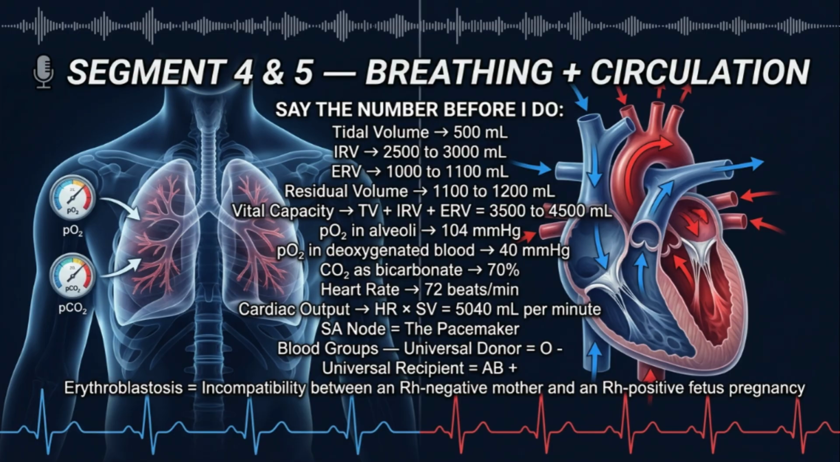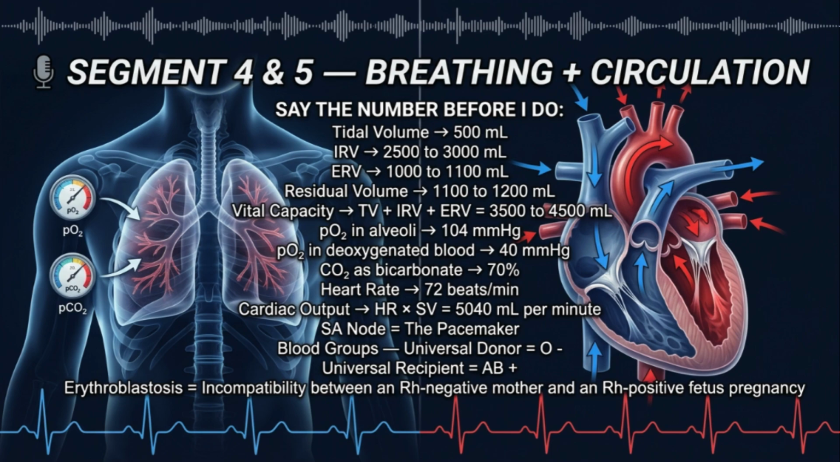Now, circulation. Heart rate, 72 beats per minute. Stroke volume, the blood pumped per beat, 70 milliliters. Cardiac output equals heart rate multiplied by stroke volume. 72 times 70 equals 5040 milliliters per minute.